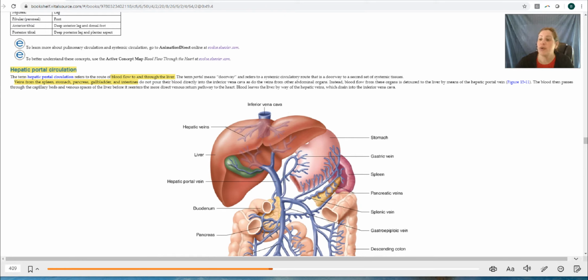All right, so we talked about the pulmonary circulation and the systemic circulation. The next one we want to talk about is the hepatic portal circulation. Hepatic is med term for liver. So we're talking about liver circulation here. Okay. So the purpose of the liver is to clean our blood. It cleans out toxins and any other irregularities in our blood.